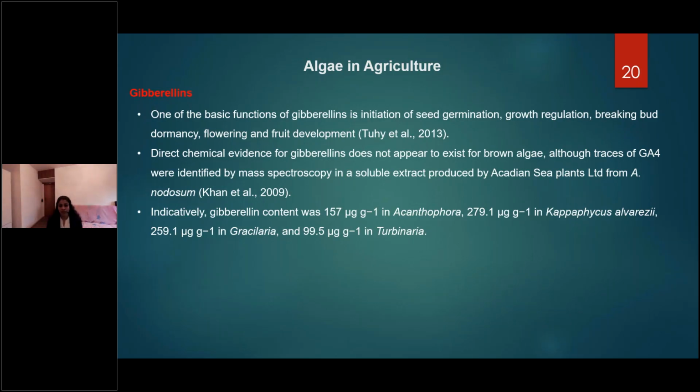From this species we can have a gibberellin content of 157 microgram per gram, and 279 microgram per gram in Cystophyllum, 259.1 microgram in Gracilaria, and 99.5 microgram in Turbinaria species. We can have this content of gibberellins, which helps with the initiation of seed germination, growth regulation, breaking of bud dormancy, flowering, and fruit development.